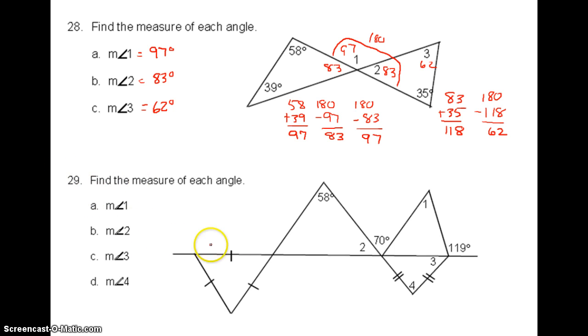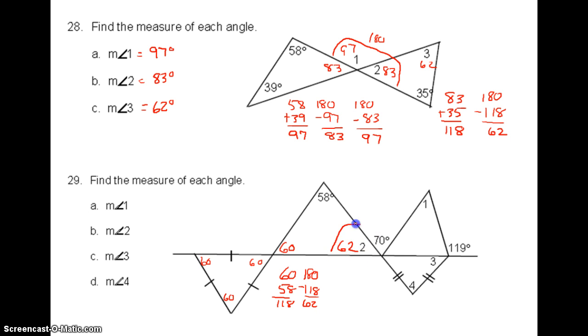29. Find the measure of each angle. Okay. Alright, well, right away, let's see. I know that all three of these, this equilateral triangle, so these are all 60 degrees. And this is a vertical angle, so I can put a 60 there. I can find angle 2 if I do 60 plus 58, which is 118. 180 minus 118 is 62. So this angle here is 62.